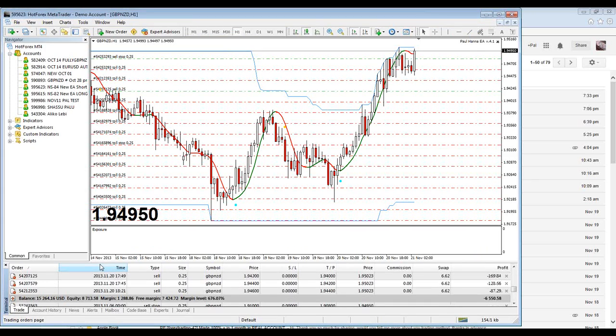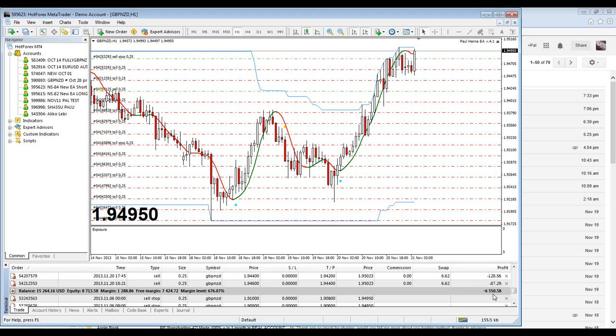Yeah, you are at a loss right now of 6,000 on this one. But you see, you are against the trend, right? Exactly, that's my point. You were against the trend, that's why you have too much drawdown. But if you were in favor of the trend, then you would not have too much drawdown right now.